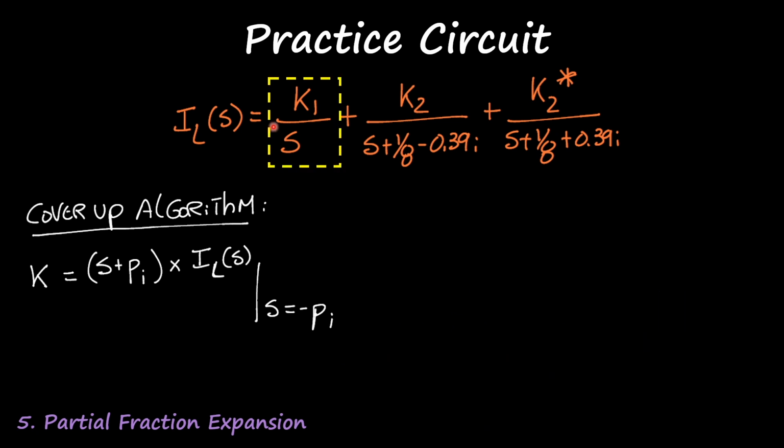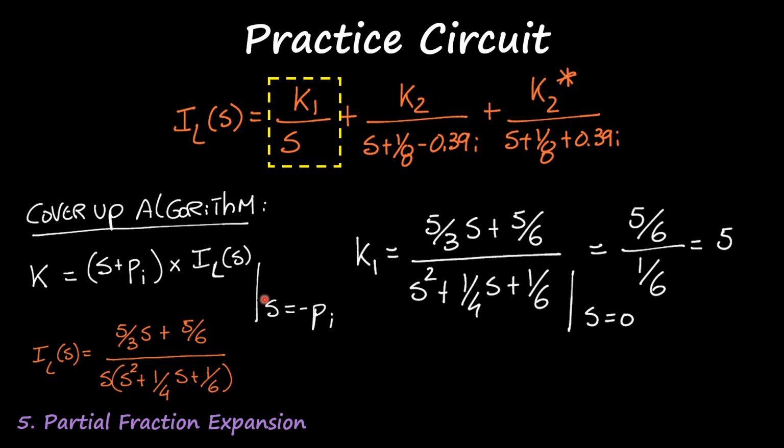All right, so let's focus on K1. K1 is a real pole, so I'm going to use this equation. And all I do is multiply my IL of S by S, which cancels out this S over here. And I just need to find now the answer when S is equal to 0. And I get number 5.